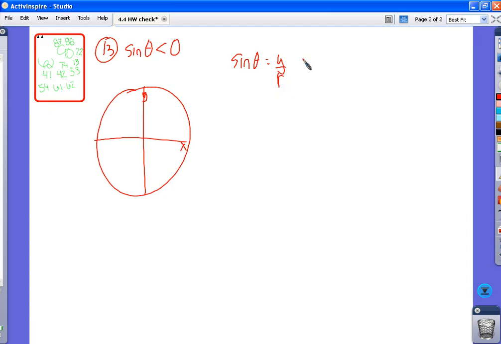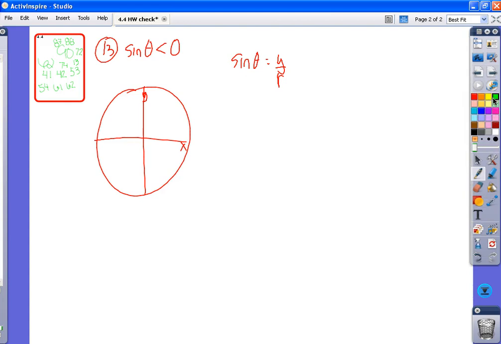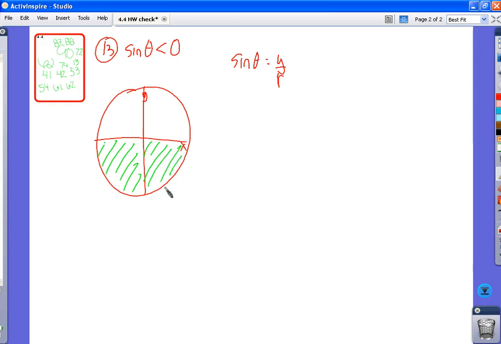Where's y negative? Two and three. Y is negative. Which way does y go? Up and down. So quadrants 3 and 4 have negative y values, right? Y is negative down there, below the x-axis. So just on that one piece of information, we know we're talking about quadrant 3 or quadrant 4.